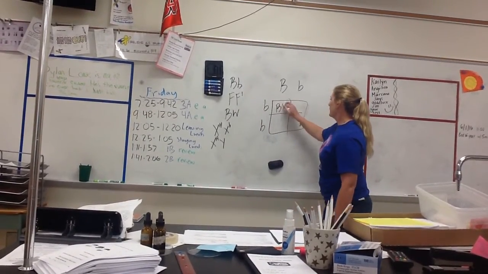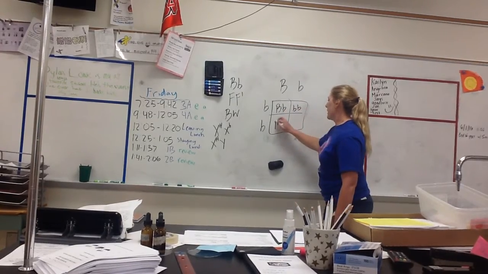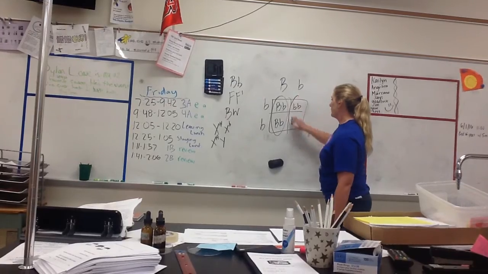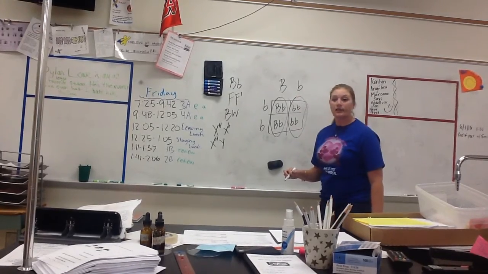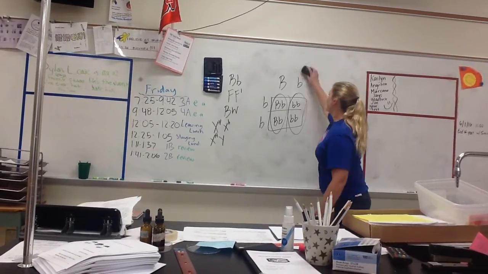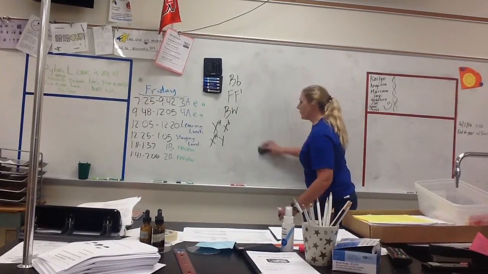When I cross it, this is what I get. So I'm going to get 50% are going to be black, 50% are going to be white. Alright, 50% big B, little b, 50% little b, little b. That is a simple monohybrid. Next problem. I'll do test cross in a second. I'm going to do incomplete dominance.